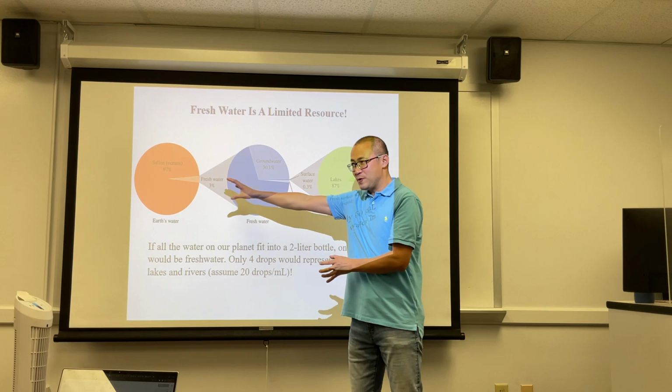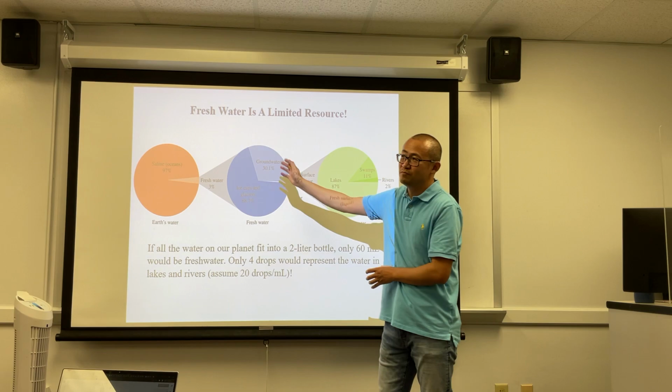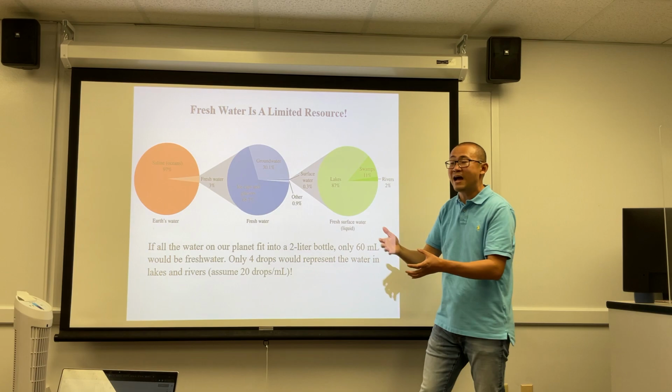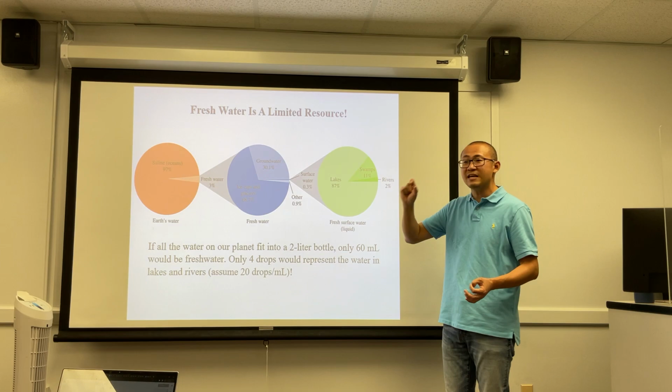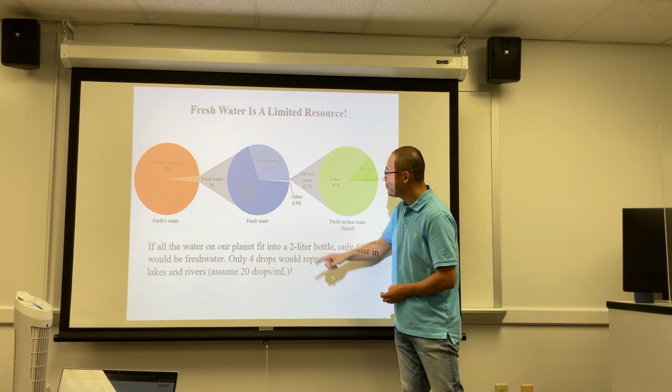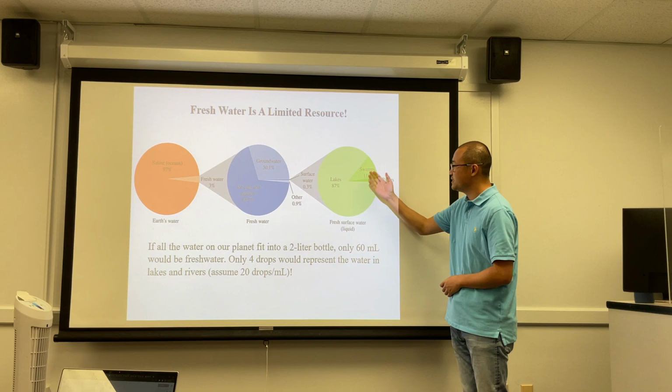You can see how the percentage decreases. 100%, only 3% is fresh. Out of those 3%, 70% is not something to think about because it's glacier. 30% is groundwater. Sometimes we can have access to groundwater, but not all of it. Some deep groundwater we cannot. The only easily accessible fresh water we can use is that tiny percent of surface water, including lakes, swamps and rivers.